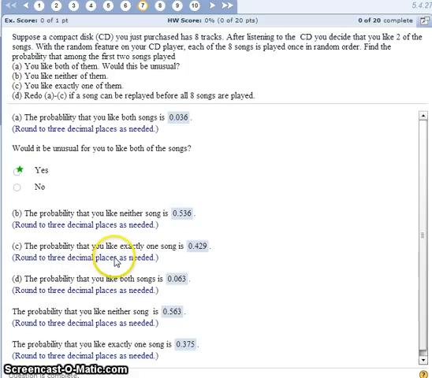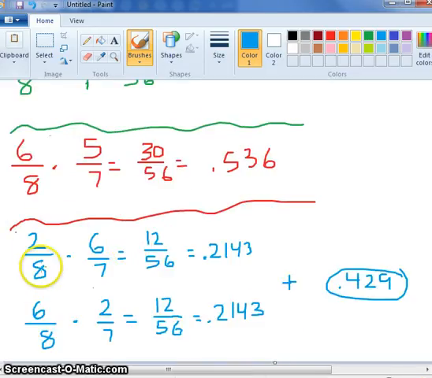The probability that you like exactly one song. So listening to the CD, you could like the first one. It has a 2 out of 8 chance. And then that means exactly one would mean you don't like the second one. So it's one of the 6 bad songs out of the 7 remaining. And that has a probability right here.